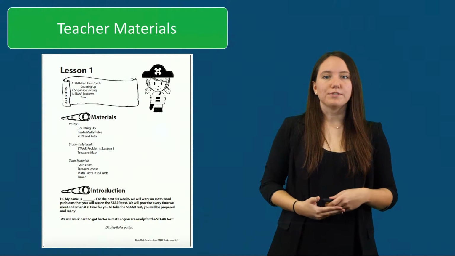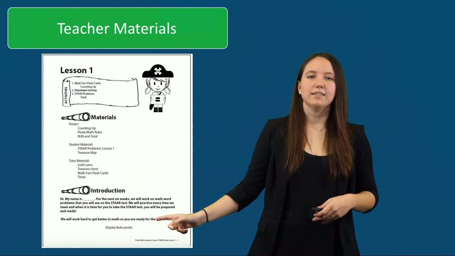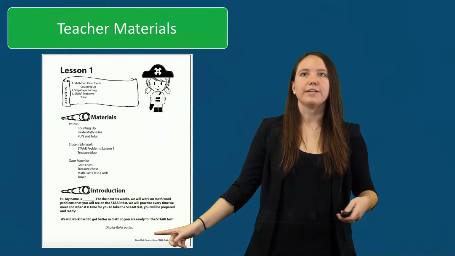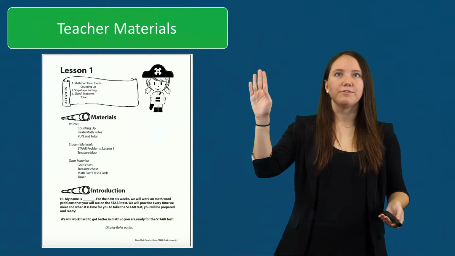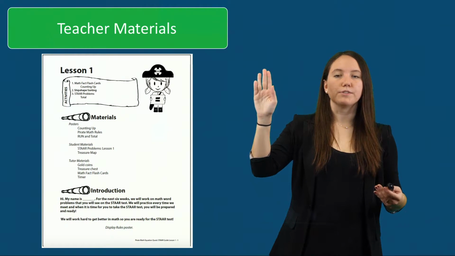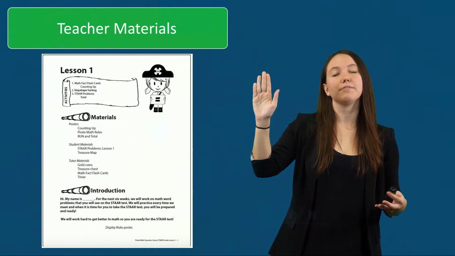Additionally, when a new poster is introduced, it's signaled in italics and a picture in the STAAR guide. So here we see the display rules poster, which is in italics. And on the next page, you would see an image of the rules poster, which signals that the poster should be displayed for students to see.